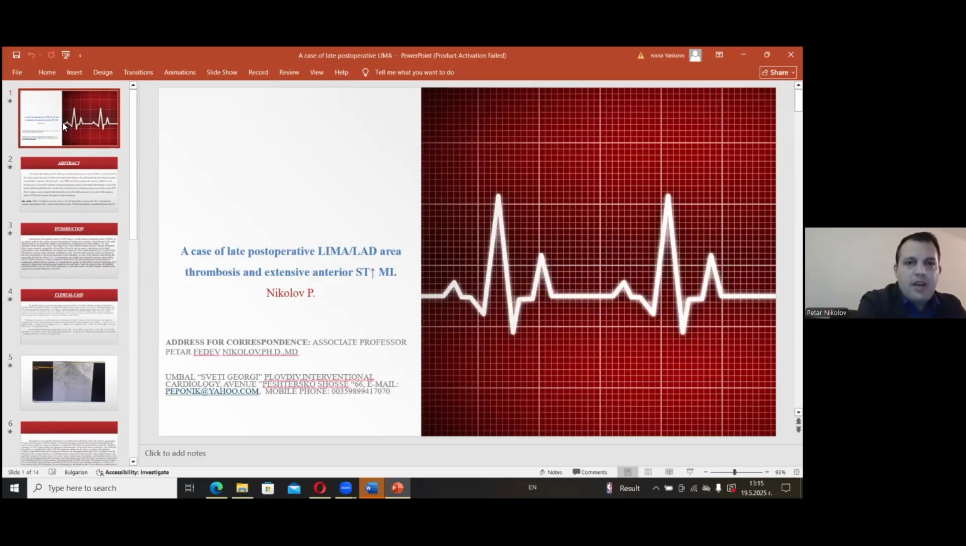A case of late postoperative acute myocardial infarction: left internal mammary artery, LAD area thrombosis, and extensive anterior ST elevation MI.